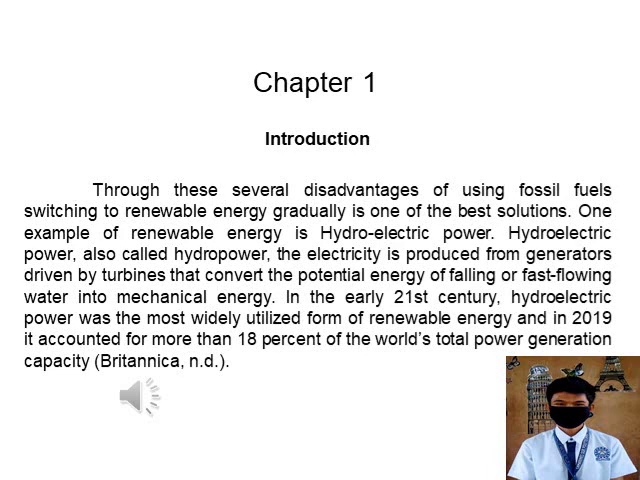One example of renewable energy is hydroelectric power. In hydroelectric power, also called hydropower, electricity is produced from generators driven by turbines that convert the potential energy of falling or fast-flowing water into mechanical energy. In the early 21st century, hydroelectric power was the most widely utilized form of renewable energy, and in 2019, it accounted for more than 18% of the world's total power generation capacity.